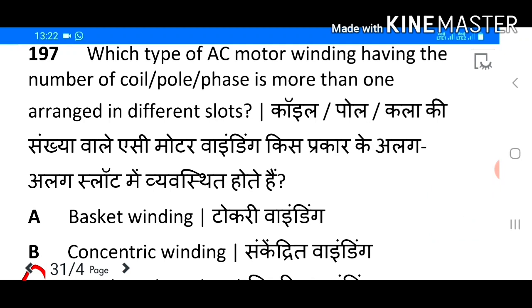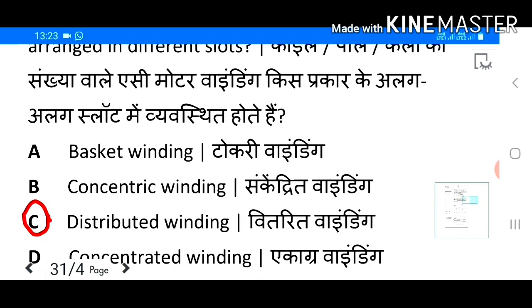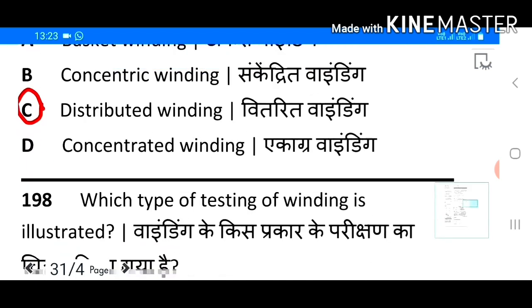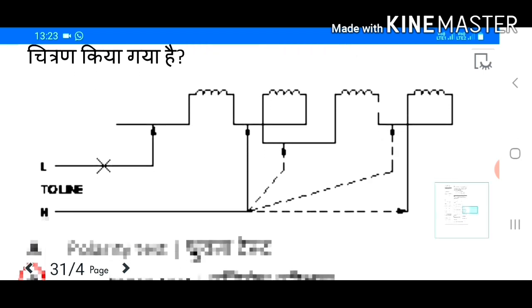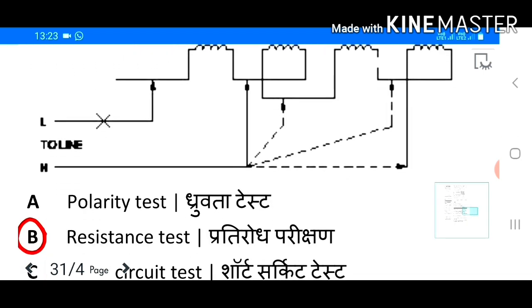197. Which type of AC motor winding having the number of coil per pole per phase is more than 1 arranged in different slots? Answer C. Distributed winding. 198. Which type of testing of winding is illustrated? Answer B. Resistance test.